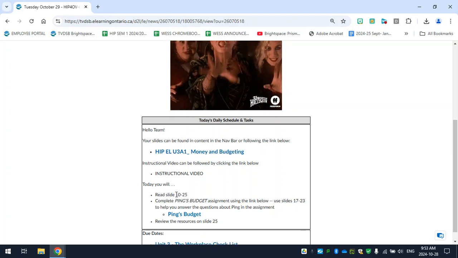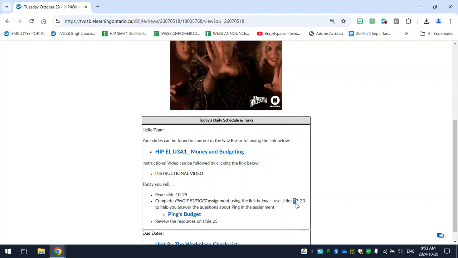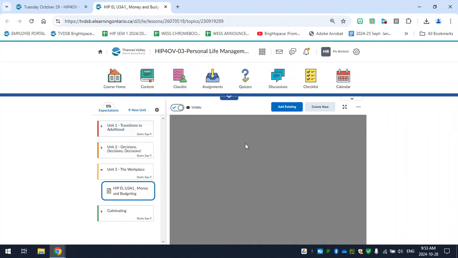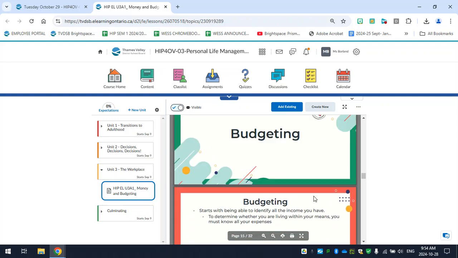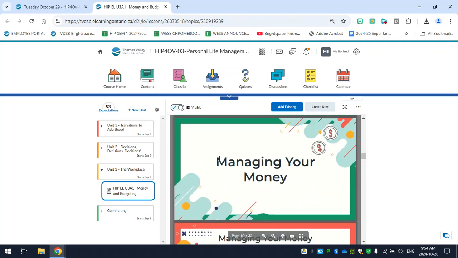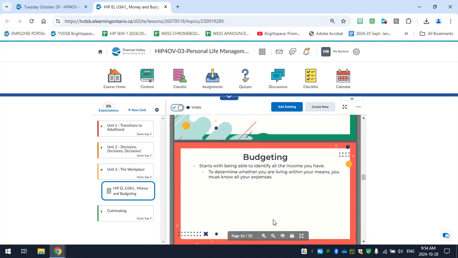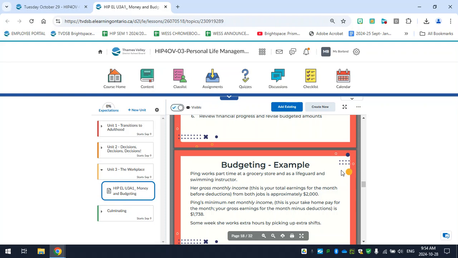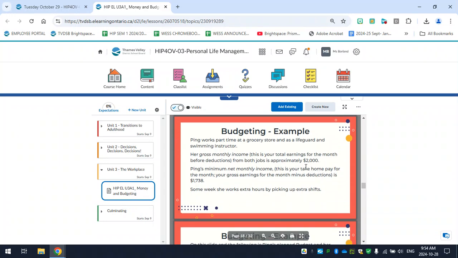So we're going to be reading from slides 10 to 25. And then slides 17 to 23 are examples of what you're going to use in order to complete the assignment. So let's open the slides here. You're going to start on slide 10, as the instruction said, for managing your money. Please read 11, 12, and all the way down to 17 on your own time. But budgeting examples on slide 17 and onwards is what we're going to use to help our friend Ping budget.